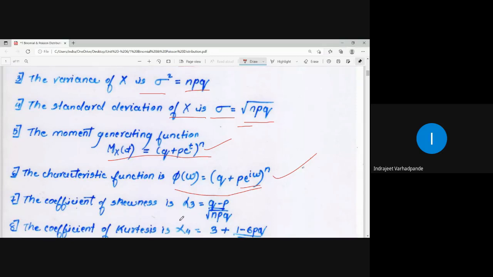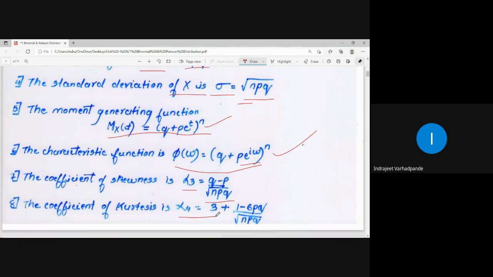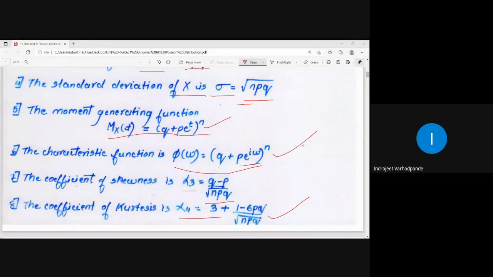Coefficient of skewness and kurtosis are also quantities related to the measures of dispersion. Coefficient of skewness alpha 3 is given by (q minus p) upon under root of npq, and secondly we have the coefficient of kurtosis, alpha 4, which is 3 plus (1 minus 6pq) upon npq. Coefficient of skewness and kurtosis come under measures of central tendency and dispersion. So these are the terminologies, quantities or properties which are related to the Bernoulli's or the binomial distribution. Is this point clear to everybody?